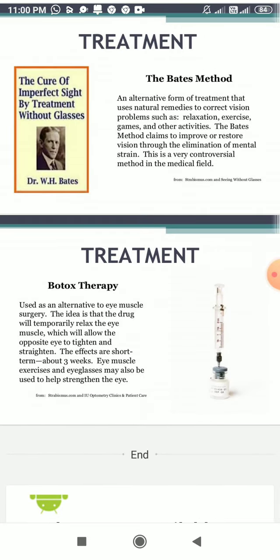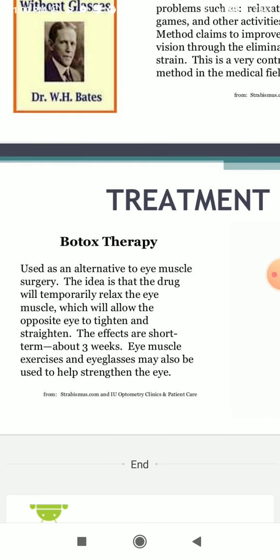Treatment. Botox therapy, used as an alternative to eye muscle surgery. The idea is that the drug will temporarily relax the eye muscles, which will allow the opposite eye to tighten and strengthen. The effects are short term, about 3 weeks. Eye muscle exercises and eyeglasses may also be used to help strengthen the eye.